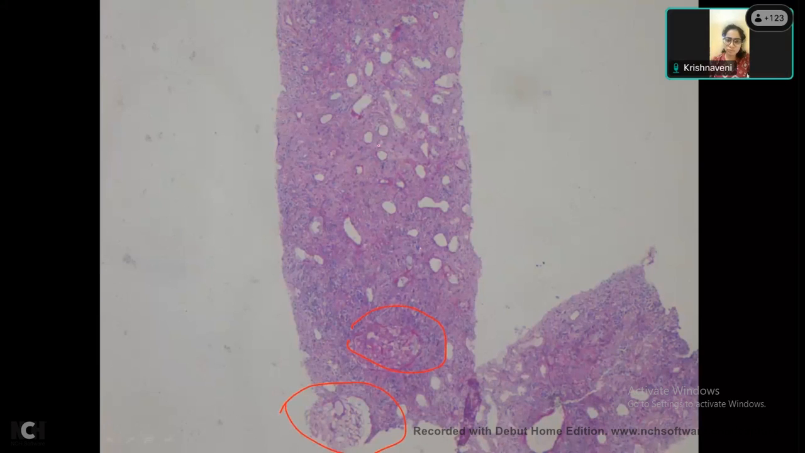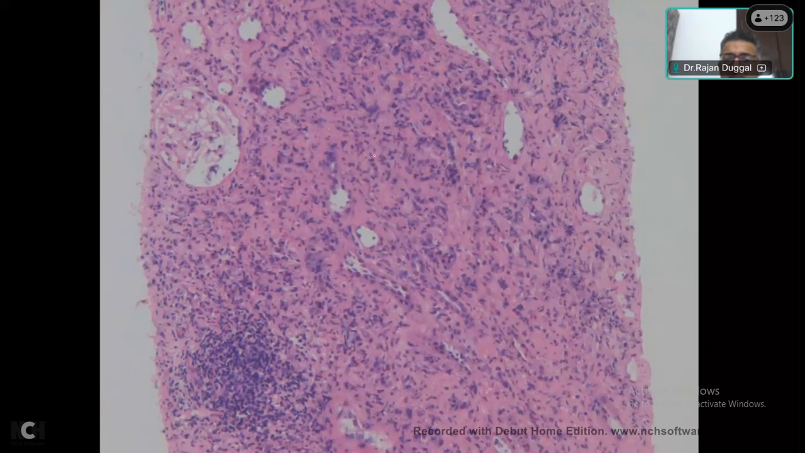So what you can see is you can compare these tubules which are dilated and just compare these smaller tiny tubules. They look atrophic. But these tubules are separated from each other. So there is significant interstitial expansion. And as you have seen, the interstitial expansion is not because of interstitial edema. It is because of interstitial fibrosis.